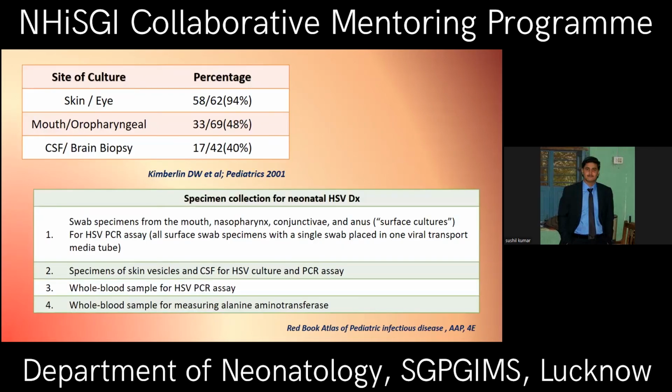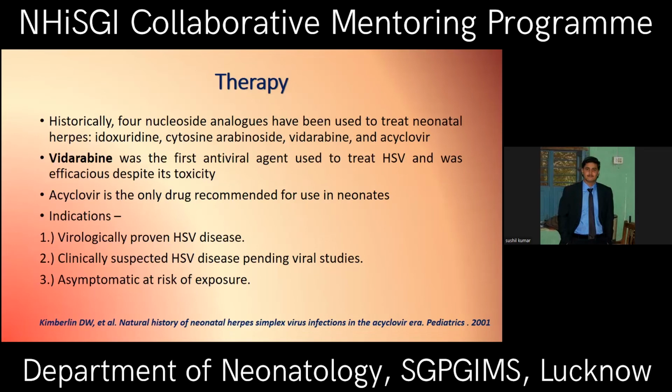So once we have established a diagnosis of HSV, we move on to the therapeutic aspects. Treatment of neonatal HSV has been evolving, and initially nucleoside analogs were used, that is idoxuridine, cytosine arabinoside, vidarabine, and acyclovir. The first drug which was used to manage these cases was vidarabine, but the safety profile and toxicity was very high with these drugs. So the alternative drug which was considered was acyclovir. So acyclovir currently is the only drug which has been recommended for use in neonates.